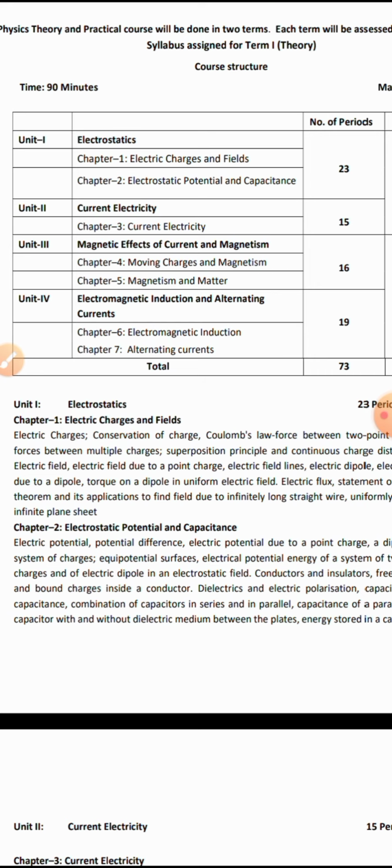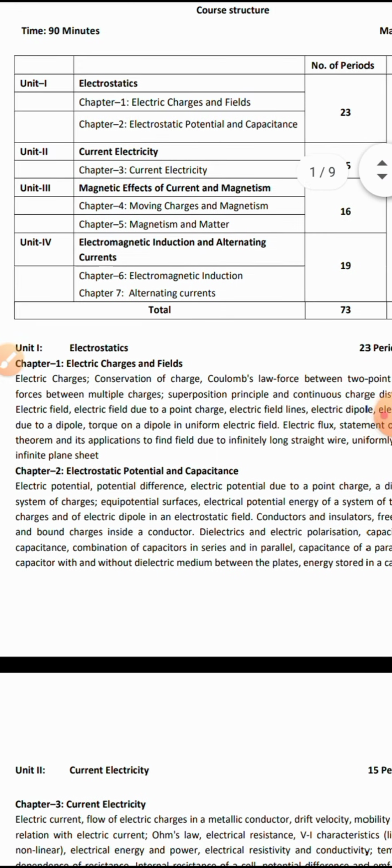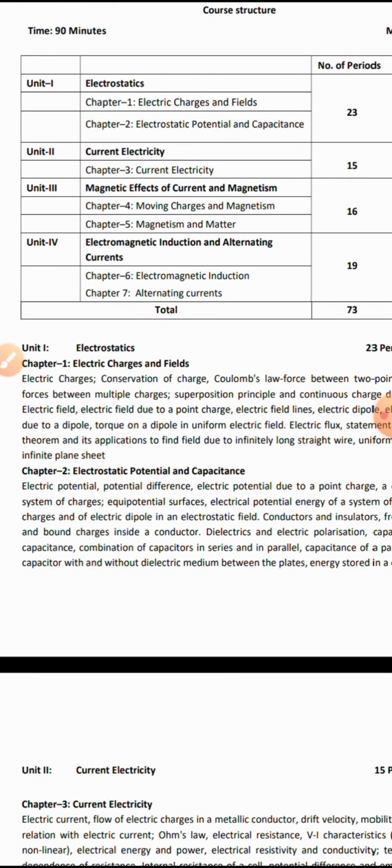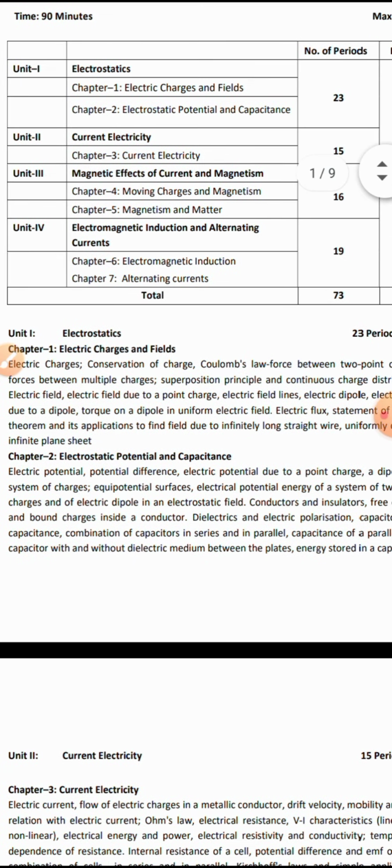Unit 1, Electrostatics. Chapter 1, Electric charges and fields. Chapter 2, Electrostatic potential and capacitance. This will be 17 marks. Unit 2, Current electricity. Chapter 3, Current electricity. On the total marks, Unit 1 and Unit 2 will be 17 marks.